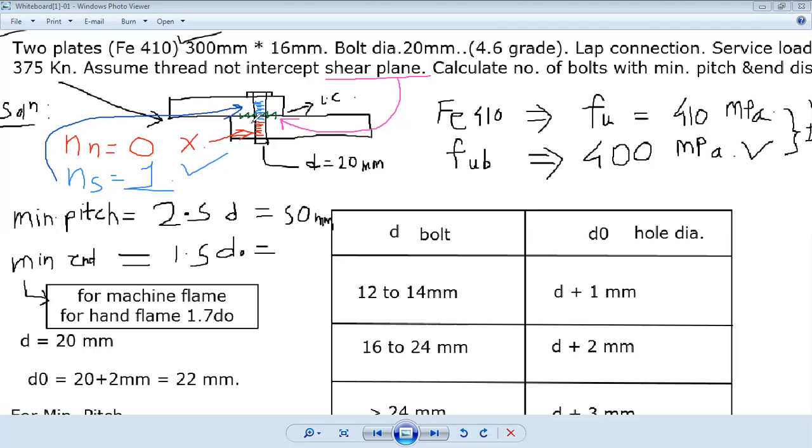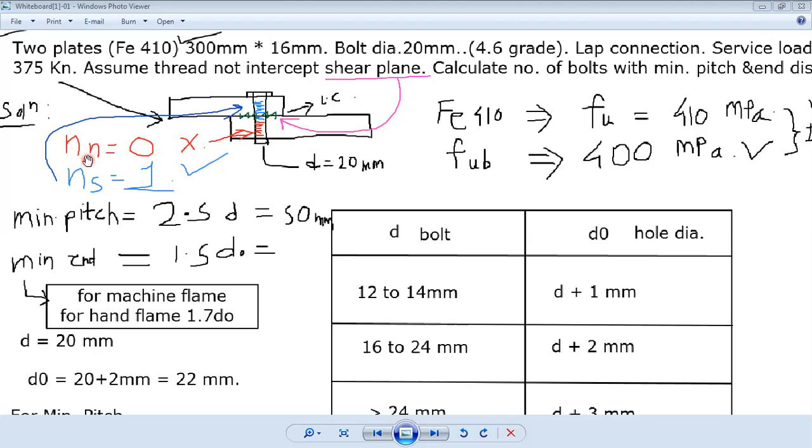And when the two plates are crossing each other, whatever the lap joint is there, this is your lap joint, and that lap joint will have your shear plane. Shear plane means the plane which will cause the shear in your shear joint. Shear joint means lap joint.